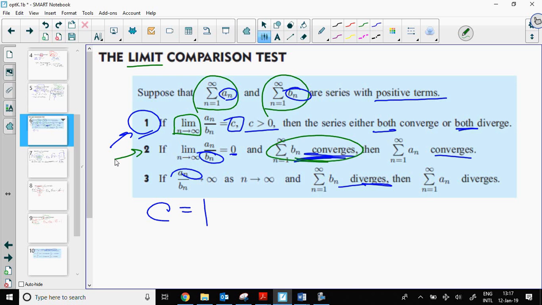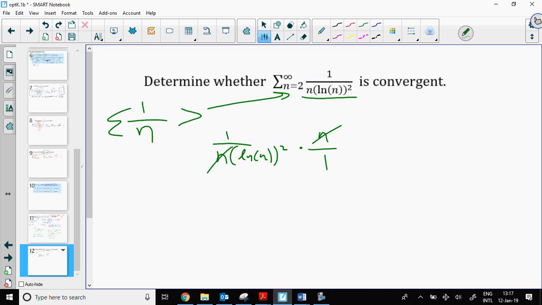But unfortunately, that's not the case here. 1 over n does not converge. So that doesn't show us anything about the original. So both a comparison and a limit comparison for 1 over n don't work.